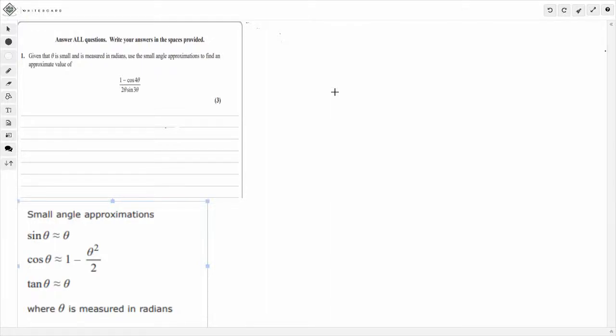This is question 1 from the new A-Level Maths Edexcel Spec. So this is question 1, and it's the first question across the new papers. So a small angles approximation. So it's quite a nice question to start with. So let's have a go at tackling this.